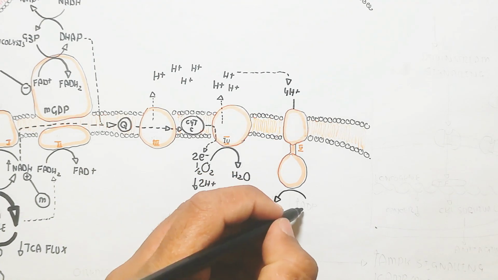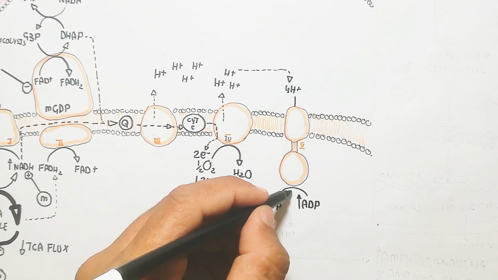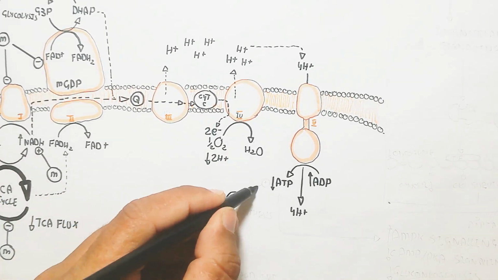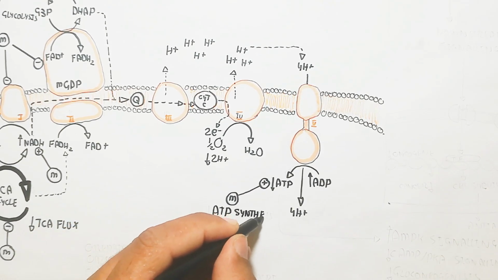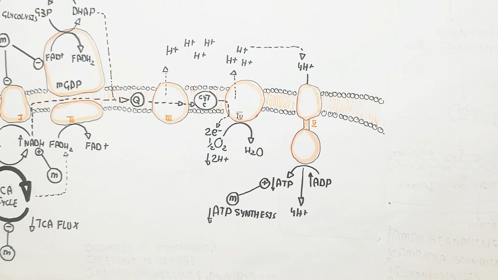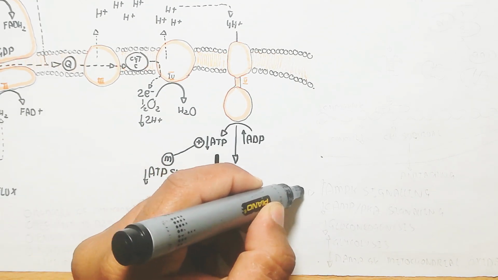This is a proton. The outer mitochondrial matrix contains more protons, which means more acidic, and they will enter through the ATP synthase enzyme to convert ADP to ATP. This is decreased due to metformin because the electron transport chain will not occur because of the several targets of metformin. So the ATP synthesis will decrease.